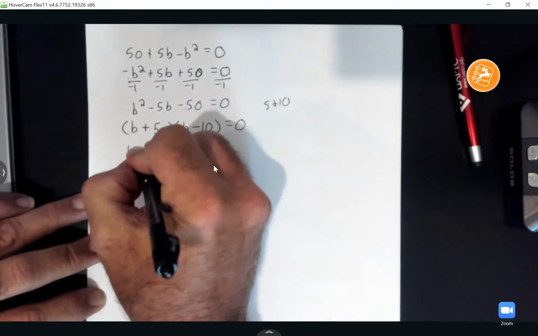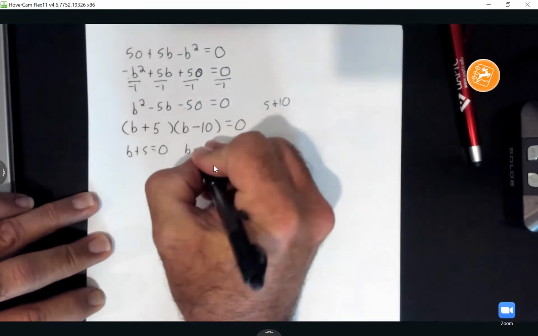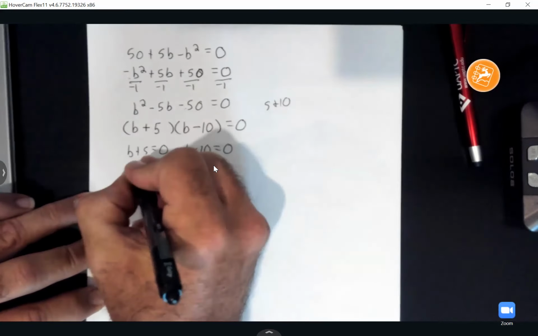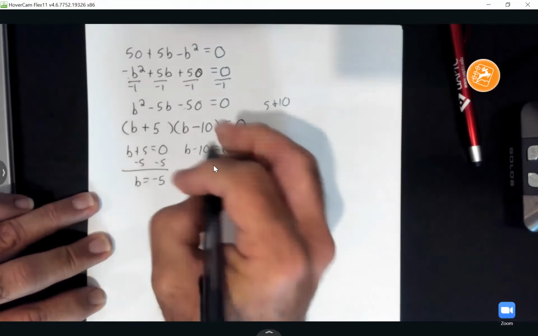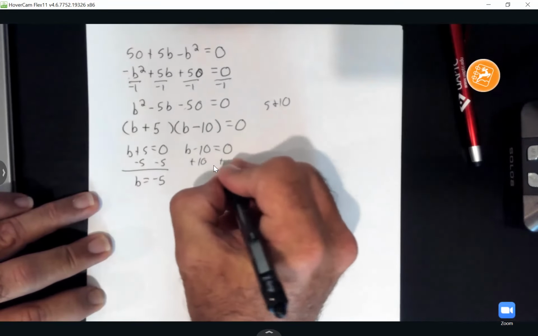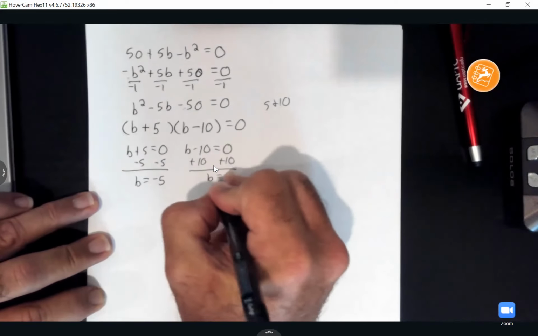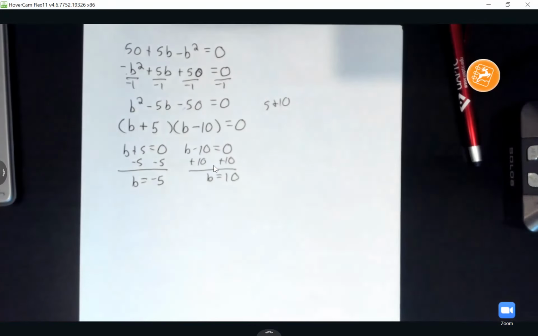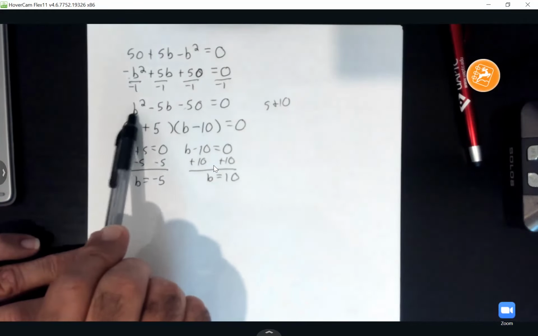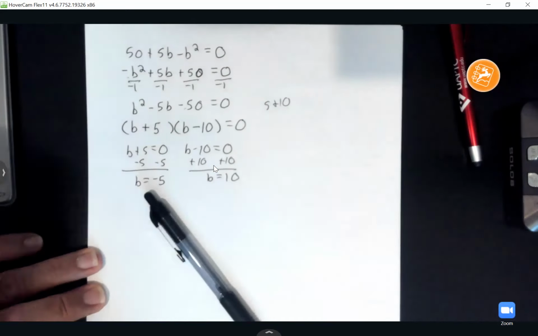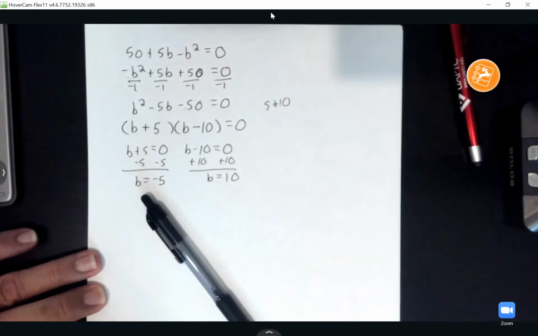All right, y'all, the rest of this is just solving for the b. So here we subtract 5, I get b's a -5. Here I'll add 10, and I'll get b is a +10. And I'll tell you what, when there's not a number in front of this b squared, graphing it'll get you to 2 answers really quick.